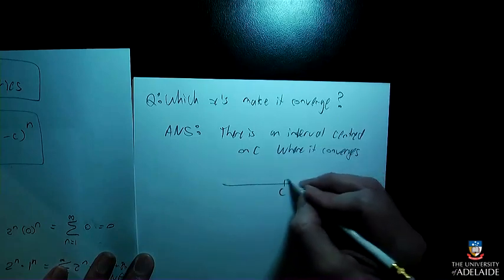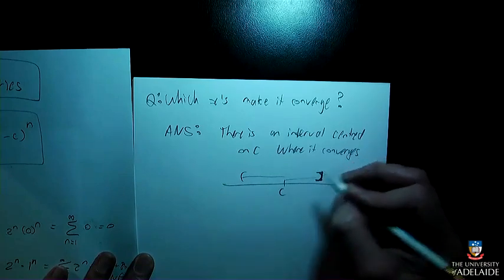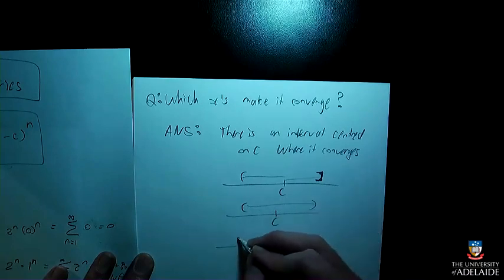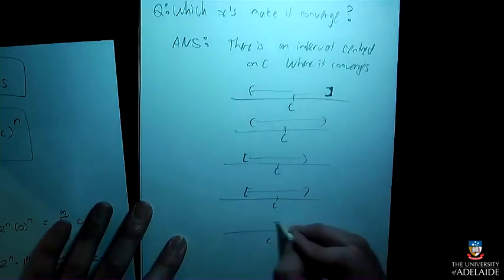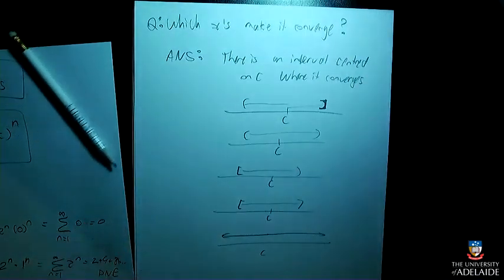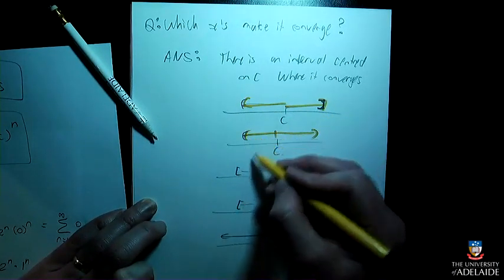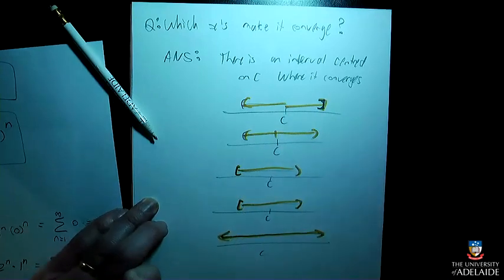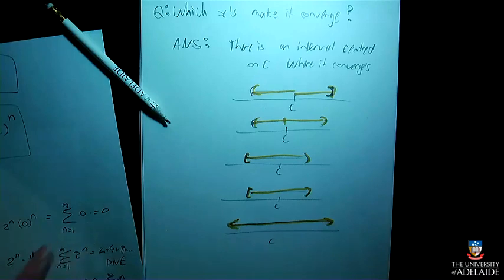So here's C, and there'll be an interval, and we don't know whether it's open or closed at either end. It could be any option. It could be double open, or closed at this end and open at that end, or closed at both ends, or if you're very lucky, it will be all possible x's forever. There will be an interval of some sort with C at the centre where it converges, and that thing is called the interval of convergence. It may be that C is the only one it converges for and gets 0 at that answer.